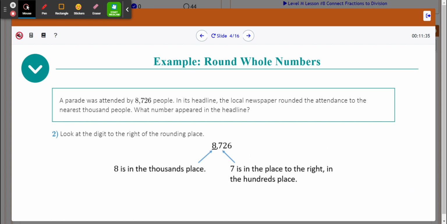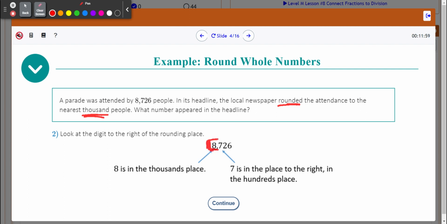So the question reads, a parade was attended by 8,726 people. In its headline, the local newspaper rounded the attendance to the nearest 1,000 people. What number appeared in the headline? So the question's telling us round to the nearest 1,000. So where are we going to start? We're going to start in the 1,000 spot.